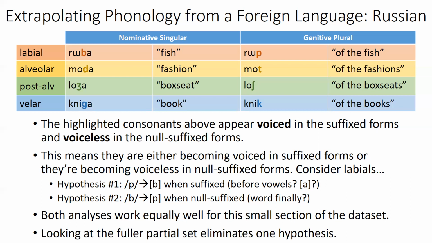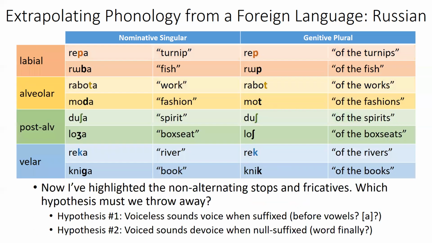But we will eliminate one hypothesis, as you might have guessed by now, by looking at the full data set, the full partial set, right? Because we're still ignoring those nasals and liquids for now. So here's that partial data set again. But this time, instead of highlighting the alternating stops and fricatives, I've highlighted the non-alternating stops and fricatives.